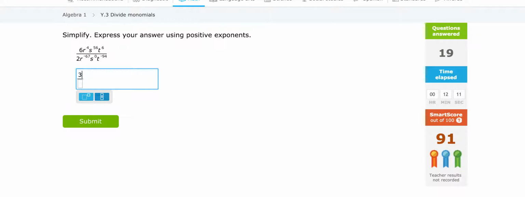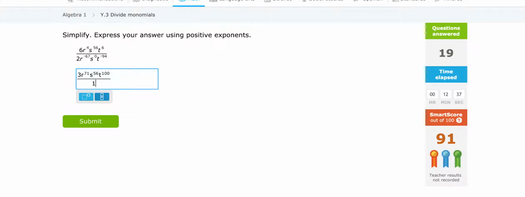6 divided by 2 is going to be 3. We're going to have that on top. R to the negative 67 will flip up. So in that case, r to the 4th and then r to the 67th. That will give us r to the 71st. Over here, s to the what power? Be s to the 56. And then over here, this will be t, 6 plus 94, because t to the negative 94 will flip up top. So we're going to have t to the 100th power.